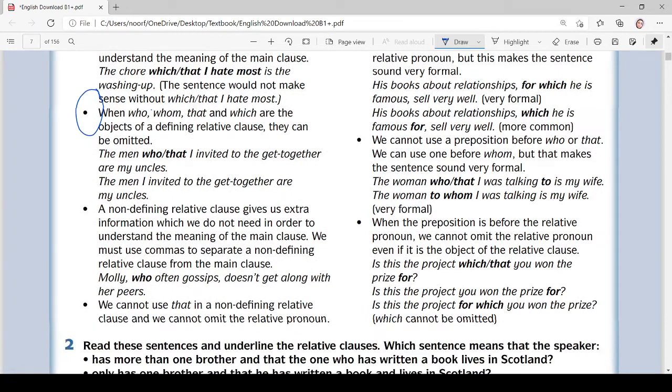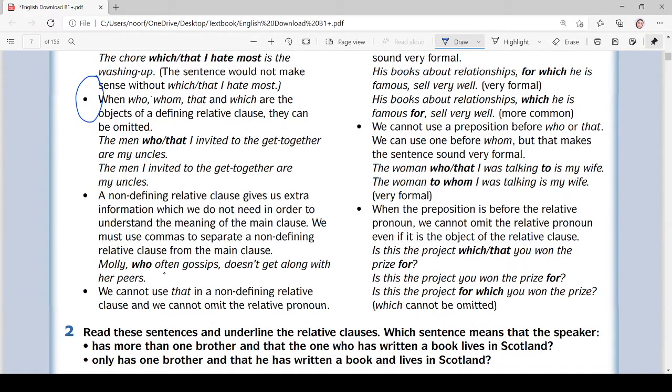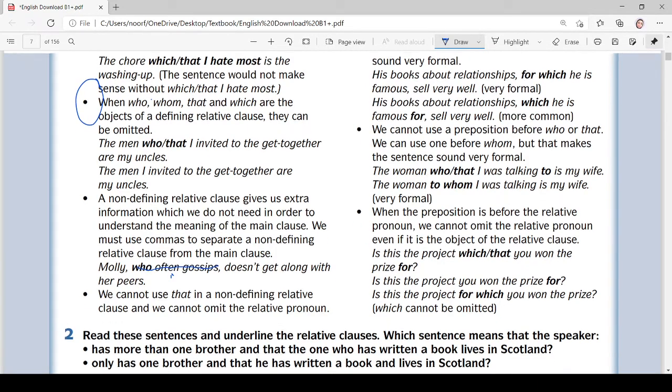Lain pula dengan non-defining ni. Non-defining ni, okay, Molly doesn't get along with her peers. Ataupun Molly often gossips doesn't get along with her peers. So kita kalau dia kita buang ni pun sebenarnya tak ada masalah. Sebab kita dapat idea dia tak boleh get along. Molly who often gossip ni macam tak penting mana pun lah. Nak tahu dia ni gossip ke apa ke. Tak penting pun.